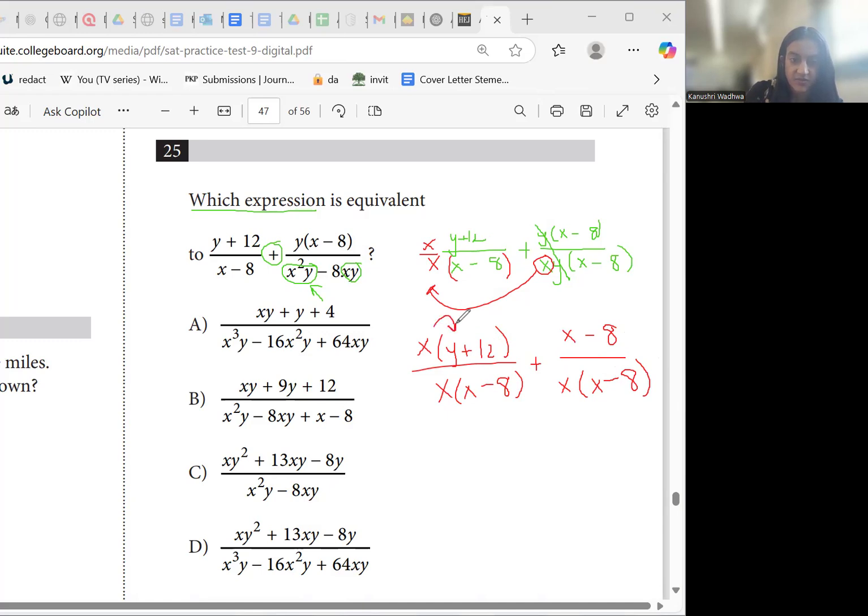So I'm going to simplify this part over here by using the distributive property, which is where I can multiply what's outside the parentheses, the x, by both things inside. So you're going to have xy + 12x. And then over here, on the right side, you have x - 8. And then in the denominator, you have x times (x - 8).